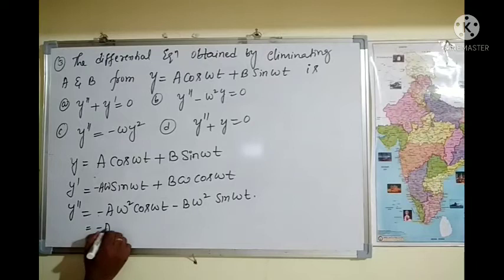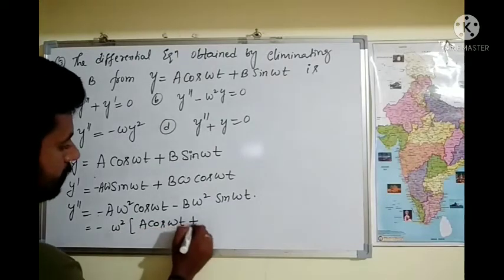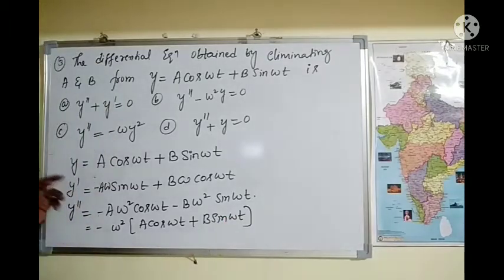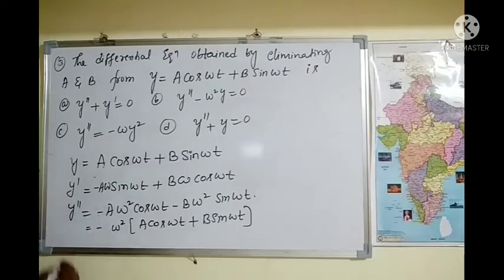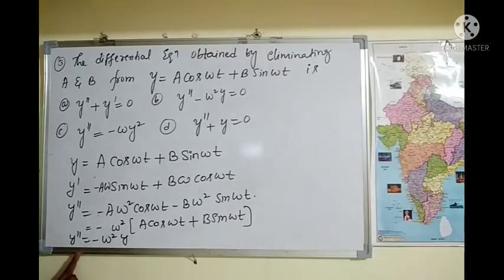Taking the term minus omega square common, the remaining result is a cos omega t plus b sin omega t. See, a cos omega t plus b sin omega t is equal to y. Y double dash is equal to minus omega square y.